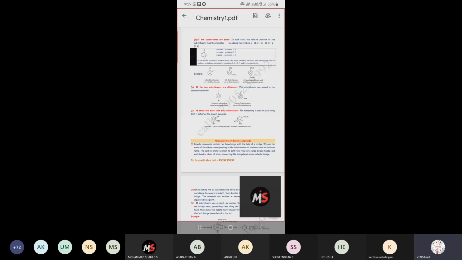When naming a bicyclic compound, we write an expression between the word bicyclo and the alkane name in square brackets that denotes the number of carbon atoms in each bridge. The numbers are written in decreasing order, and the numbers are separated by a point.